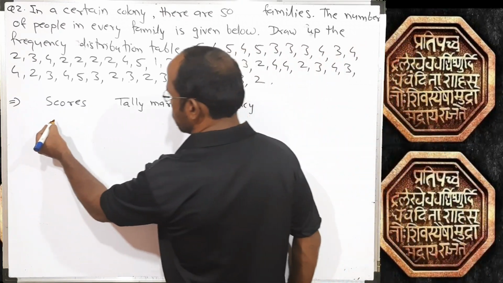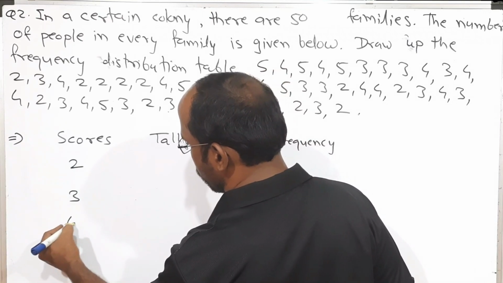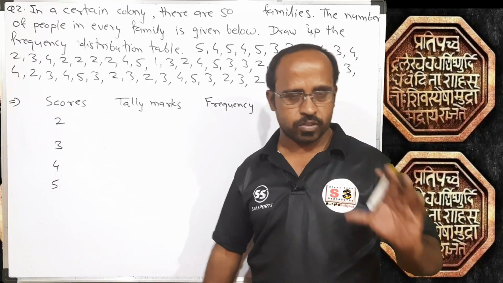So that score you have to write in ascending order, minimum to maximum: 2, 3, 4, 5. This information you need to write in the first column. Got it?